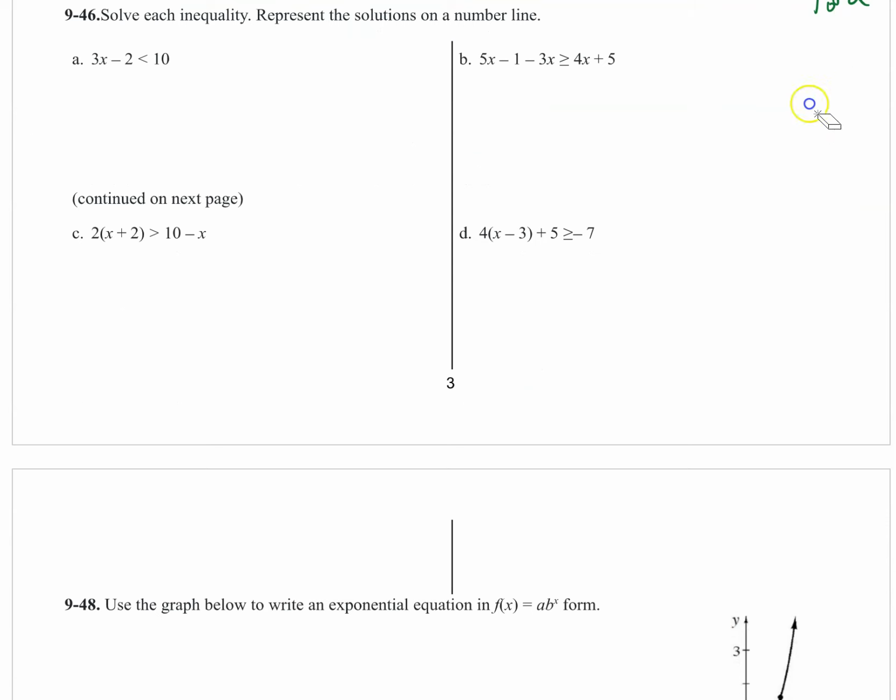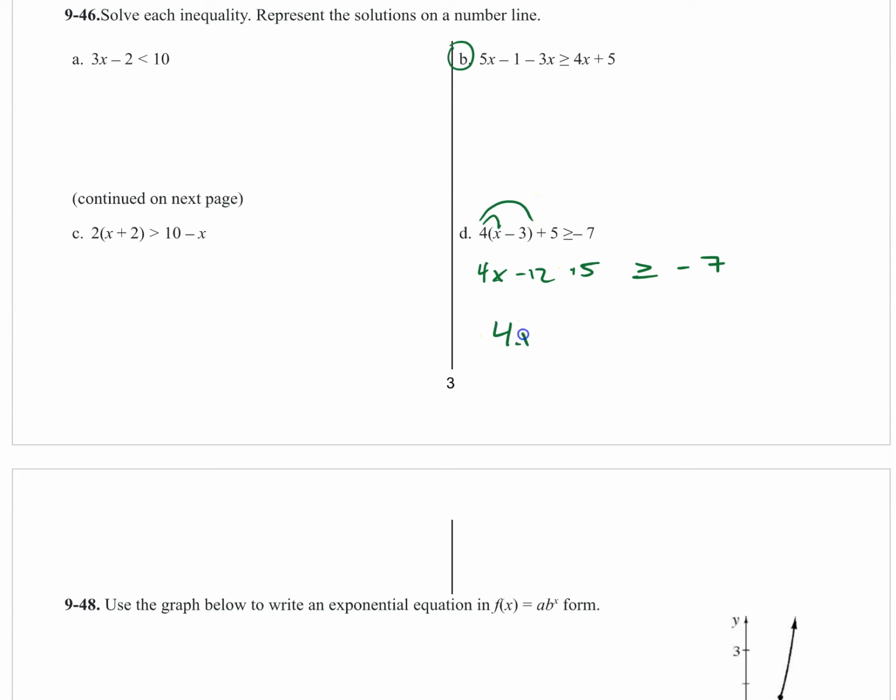9-46. Solve the inequality. Put it on a number line. All right, part D. Distribution. And I'll do B as well. So with part D, you're going to distribute the 4. That's the first thing you want to do. Get rid of the parentheses. And you get 4x minus 12, right? Because 4 times 3 is 12. All right, and then we're going to add 5, have a greater than or equal to symbol, and negative 7.